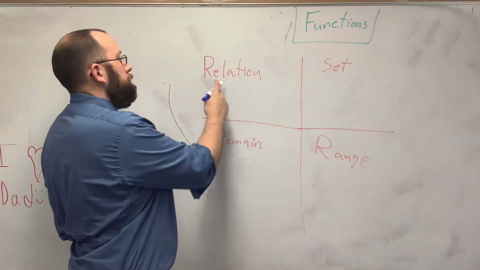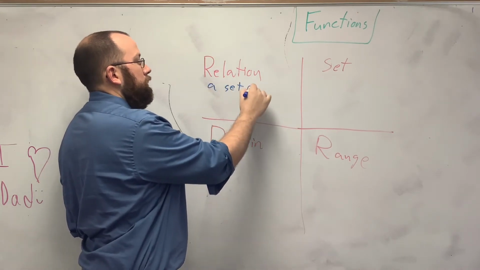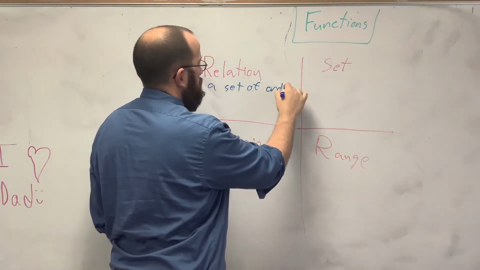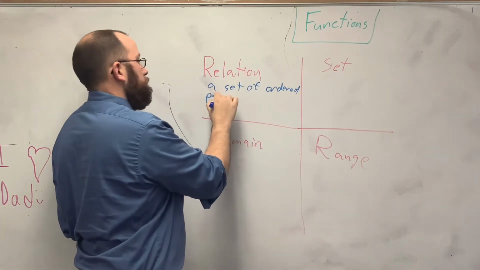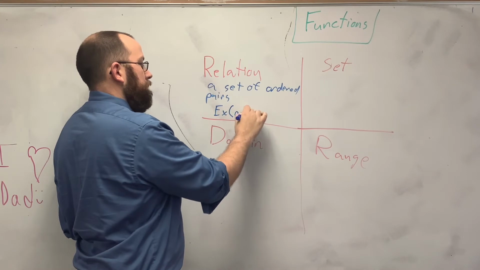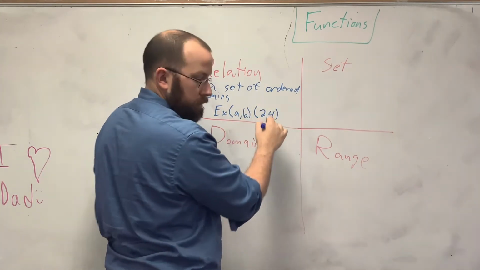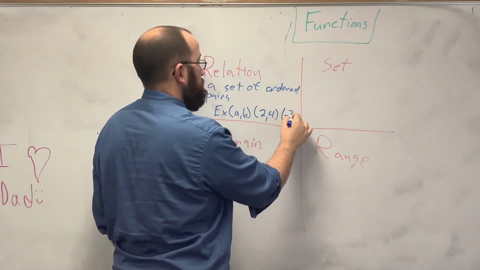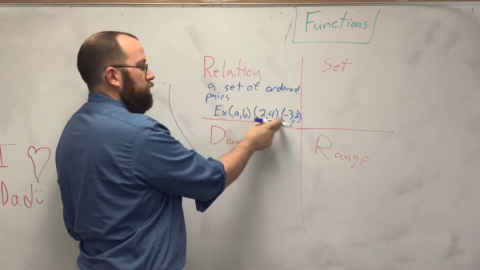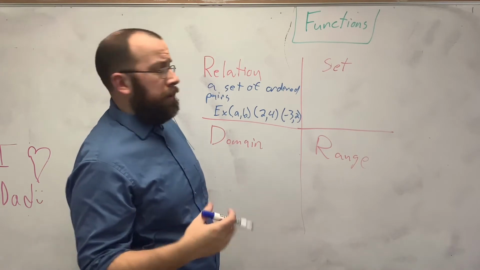A relation is just a set of ordered pairs. So for an example, A, B, 2, 4, and -3, 2. All right, those are all just a relation. So AB is a relation, 2, 4 is a relation, -3, 2 is a relation. Most of the time you just call them points.